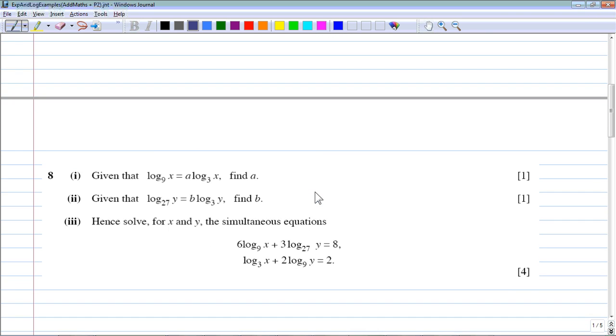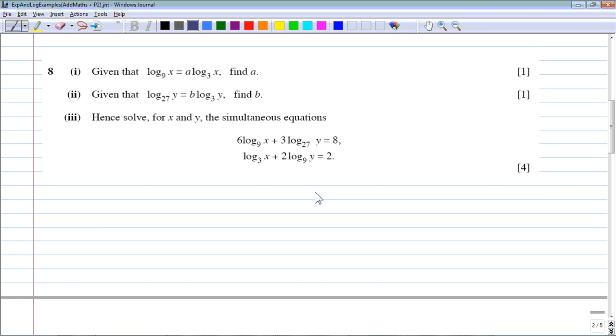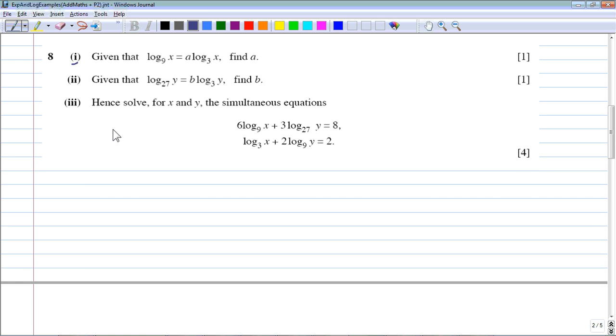Let's look at a couple of examples here. Let's look at this one. This is from some past paper, I forget which one. So part 1, given that log base 9 of x equals a log base 3 of x, find a. So what should we do here? Well, we could apply the change of base formula. Let me use a black pen here.